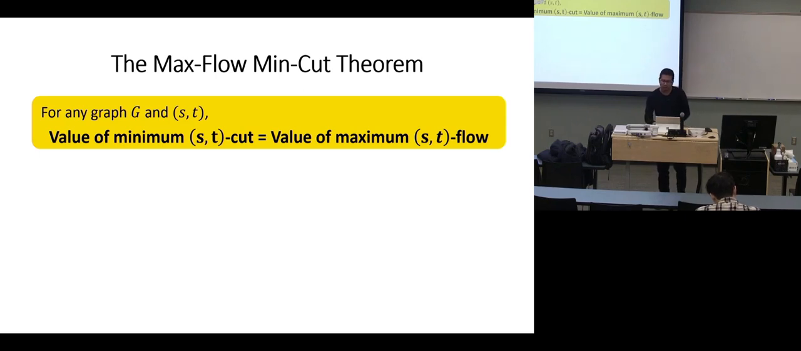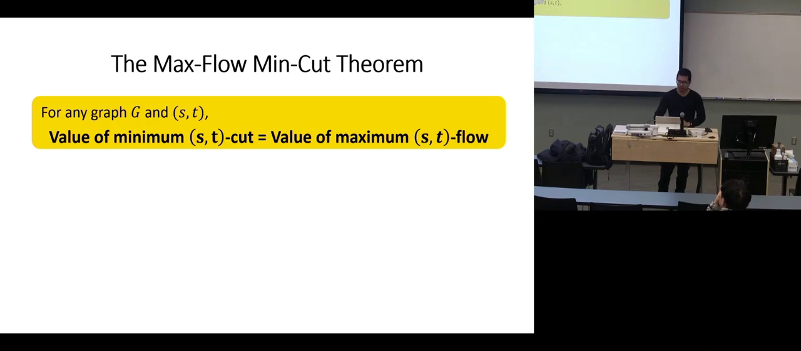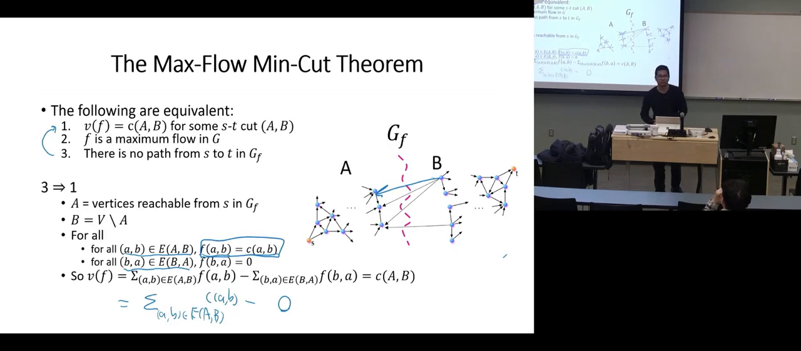Okay, so we just saw how to find a maximum flow using Ford-Fulkerson. Let me ask you one thing quick. Suppose that I give you a maximum flow, how do you compute a minimum cut? How do you find a minimum S-T cut? Anyone? The hint is here. Look at the residual graph. Sorry, I don't quite hear you. Look at the residual graph and then do what? Try to find a path and see where you can go further.